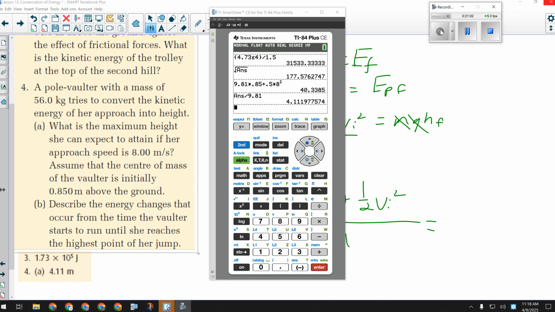So if we're talking about energy conversions, like you're running in and you have all kinetic energy. But as soon as you plant that pole, what do you do to it?